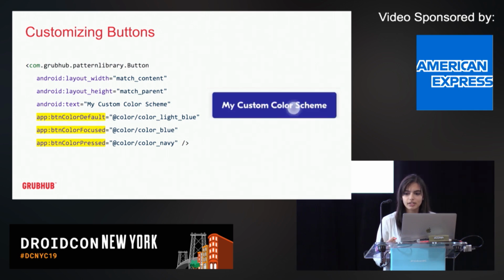But this gives us the flexibility to now not have to always wait for the library to be updated if one of the consumer apps needs to use a custom color scheme and it's urgent. And this type of flexibility is done on a case-by-case basis for each of our design patterns.